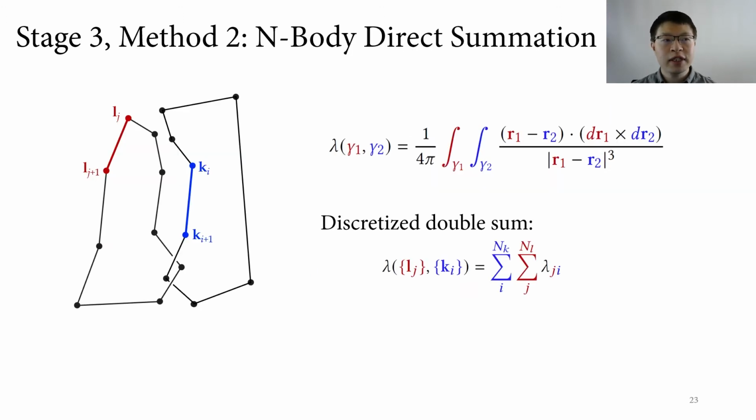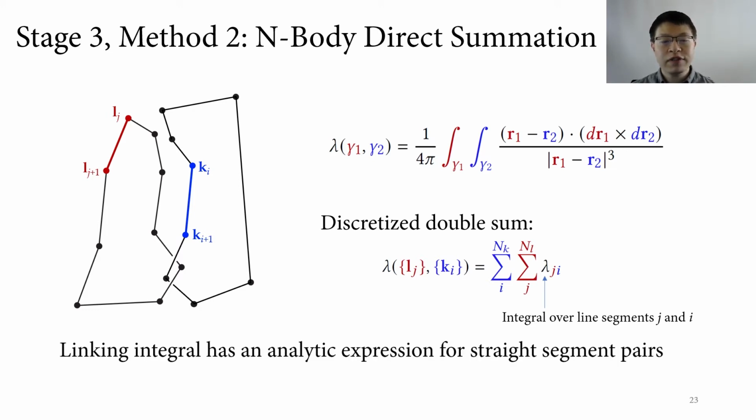The second approach is doing an n-body direct summation of the linking integral. We start with the loops as polylines, and we want to compute the linking numbers. We can rewrite the integral as a double sum of integrals over line segment pairs. We call each line segment pair value lambda ji. This will correspond to the integrand evaluated over a single pair of segments, in this case between the red and blue segments, and it has a closed form expression.